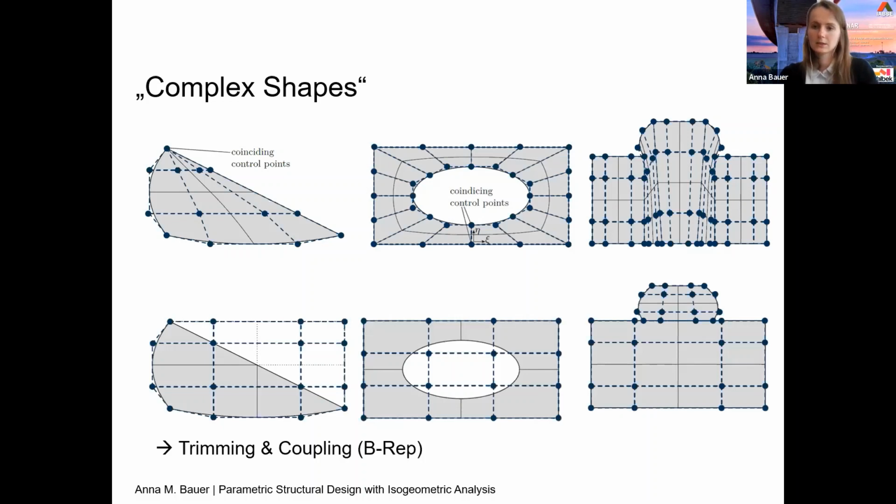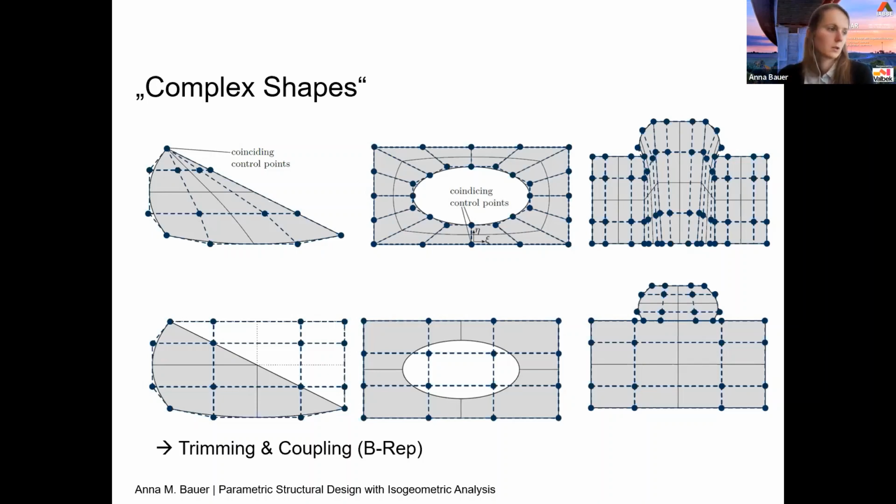So CAD uses another technique to generate the shapes. It takes the full rectangular shape and then just cuts out the parts that should not be visualized. This technique is called trimming. And then other shapes are assembled from smaller shapes. So they are coupled together, and this is also part of the B-rep analysis, the boundary representation. So this is also the origin of the name isogeometric B-rep analysis.